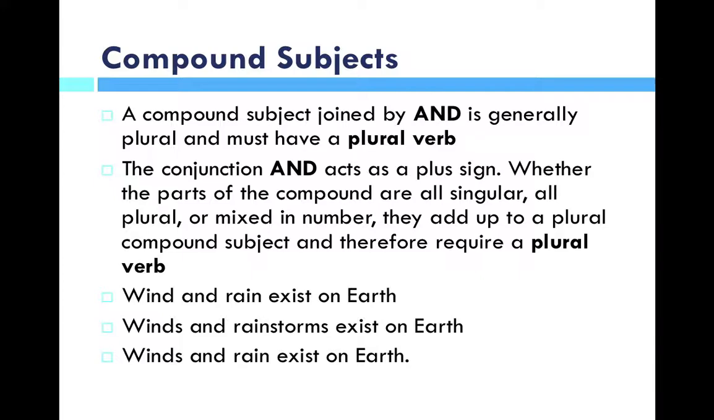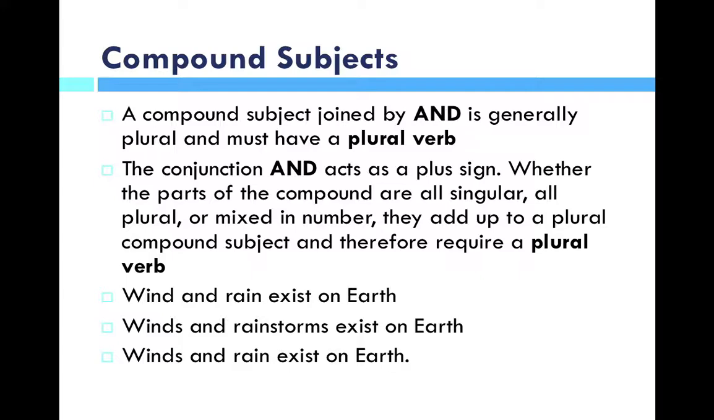Compound subjects is when you have more than one subject joined by and. Usually, these are plural because there's more than one, so you need to use a plural verb. The conjunction and acts as a plus sign. Whether all the parts of the compound are all singular, all plural, or mixed in number, they add up to more than one, so you still need to use a plural verb.